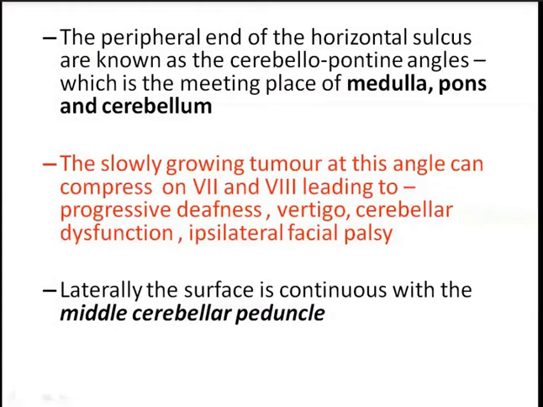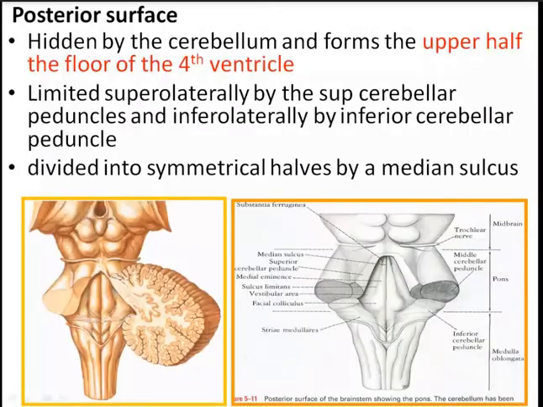These symptoms are related to the size of the lesion. If the size of the tumor or the lesion is small, it can compress only one cranial nerve. If it is large, it can compress two or other cranial nerves. So the symptoms are related to the pressure on which cranial nerve, that is, according to the size of the tumor. Laterally, the surface is continuous with the middle cerebellar peduncle. So this one is the middle cerebellar peduncle.